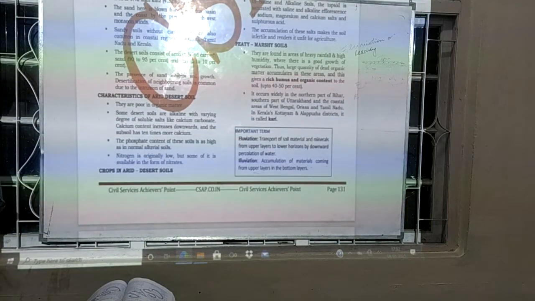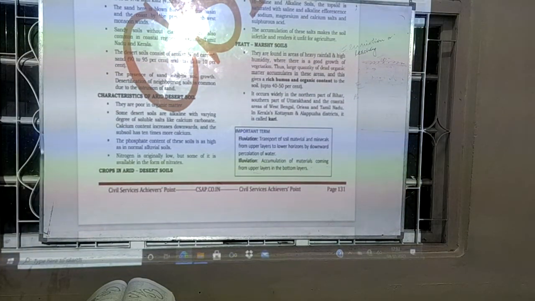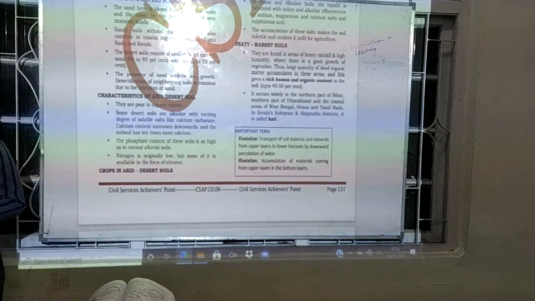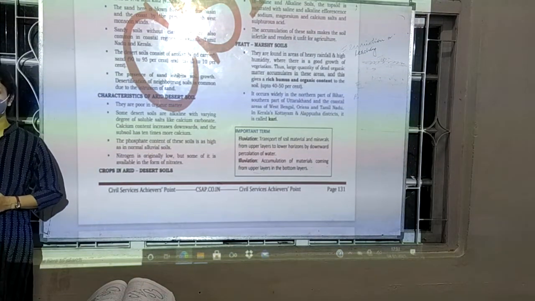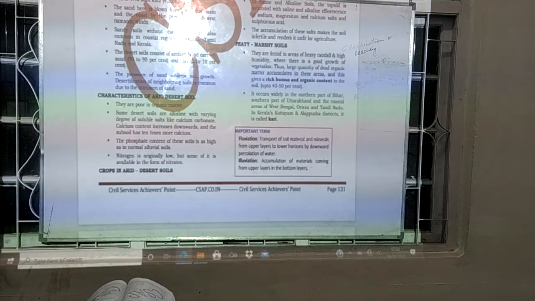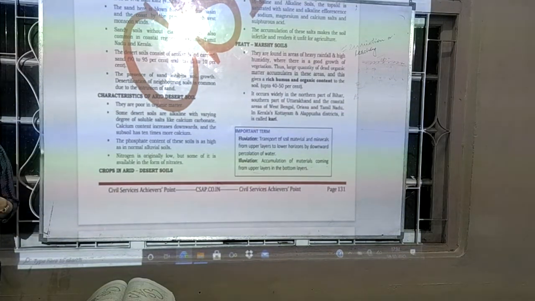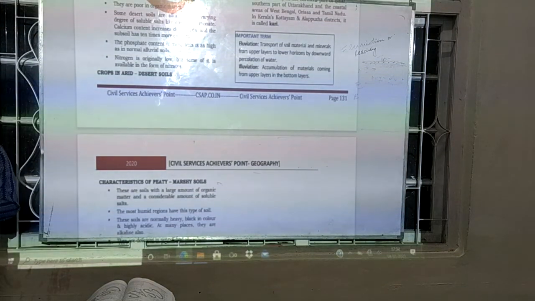Then we have peaty and marshy soils found in areas of high rainfall, high humidity, rich humus. Rich humus and organic content. Where will it be? In the Terai region, because Terai region is the peaty, marshy region. See, northern part of Bihar, which is mostly Terai region. Then southern part of Uttarakhand, parts of West Bengal, all these areas. And in Kerala's Kottayam and Alappuzha district, this peaty marshy soil is called Kari.